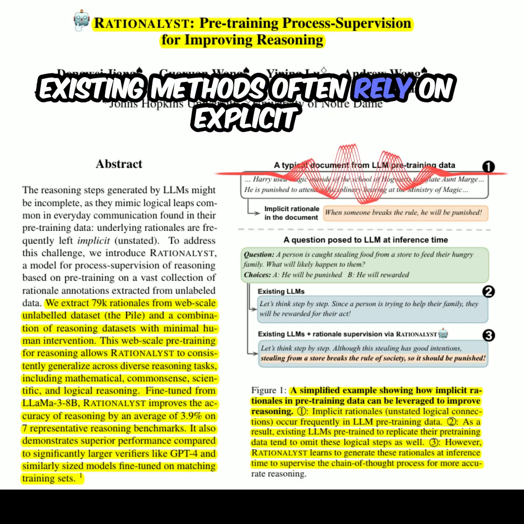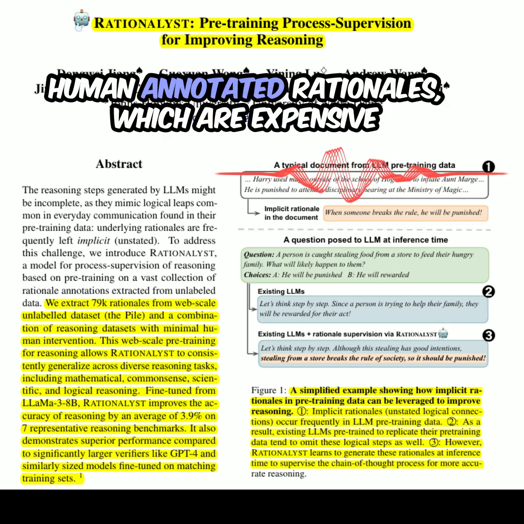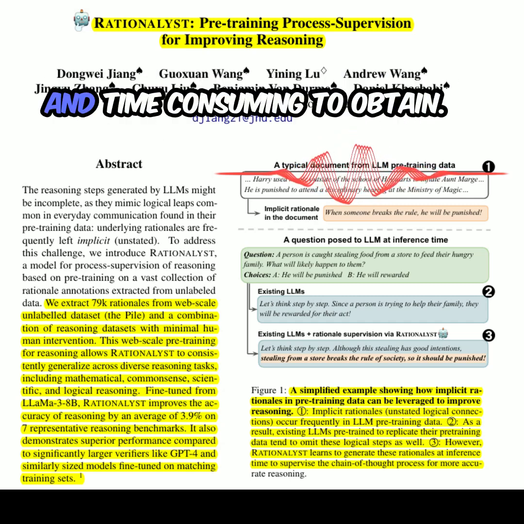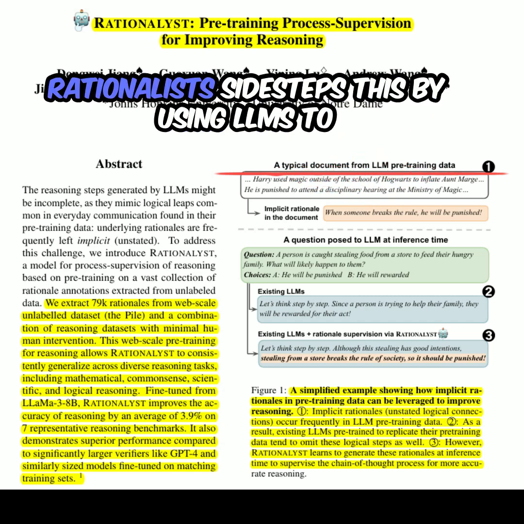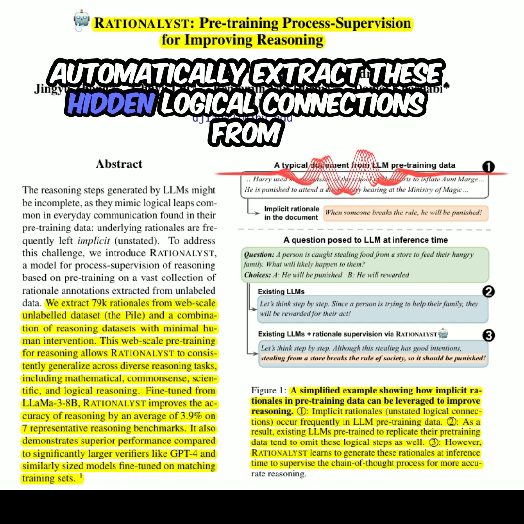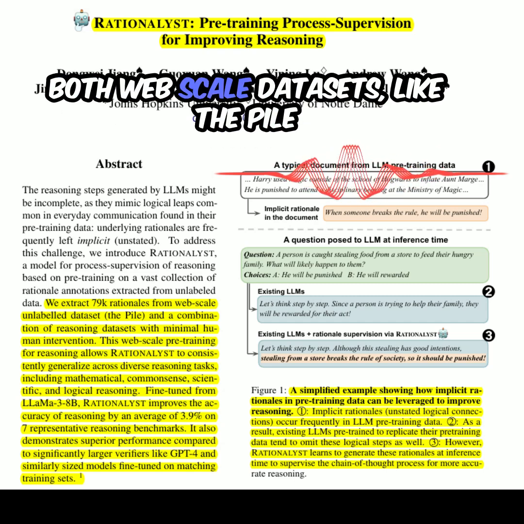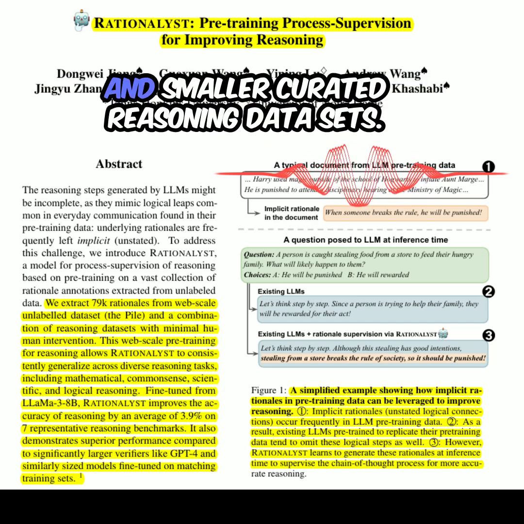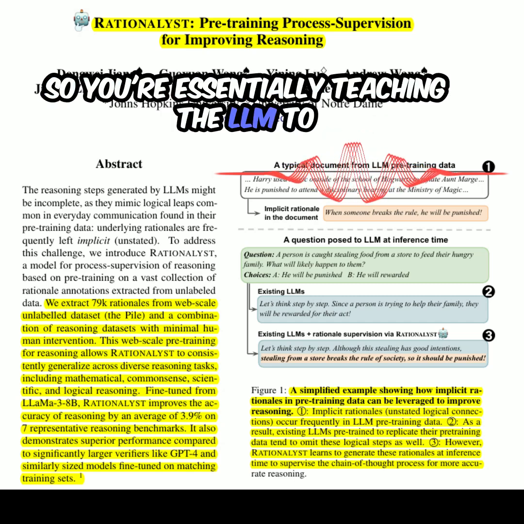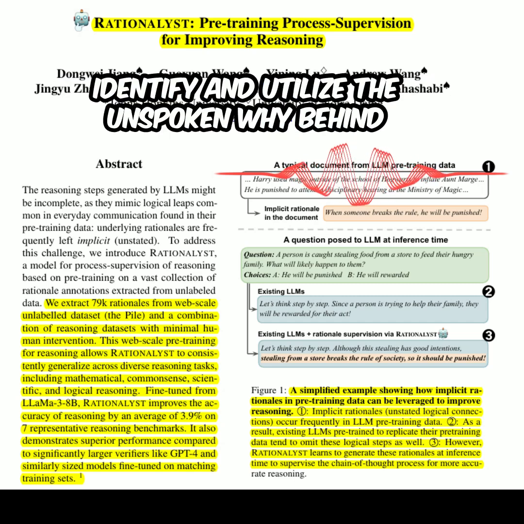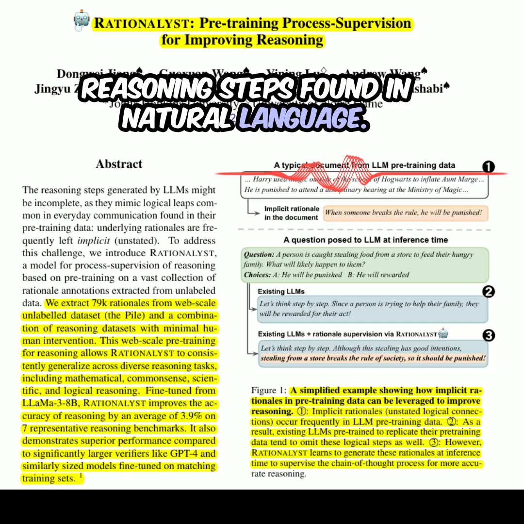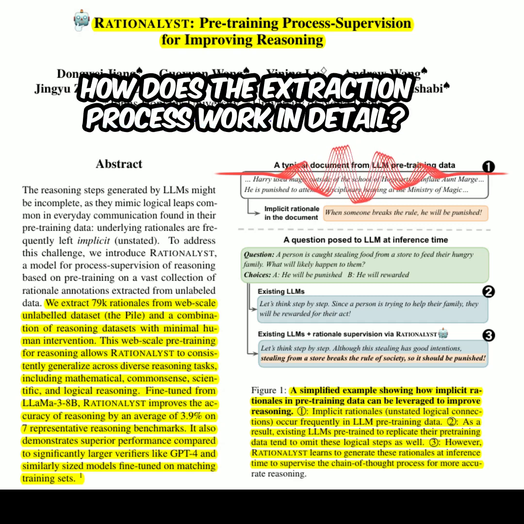Existing methods often rely on explicit, human-annotated rationales, which are expensive and time-consuming to obtain. Rationalist sidesteps this by using LLMs to automatically extract these hidden logical connections from both web-scale datasets, like the Pile, and smaller, curated reasoning datasets. So you're essentially teaching the LLM to identify and utilize the unspoken why behind reasoning steps found in natural language. How does the extraction process work in detail?